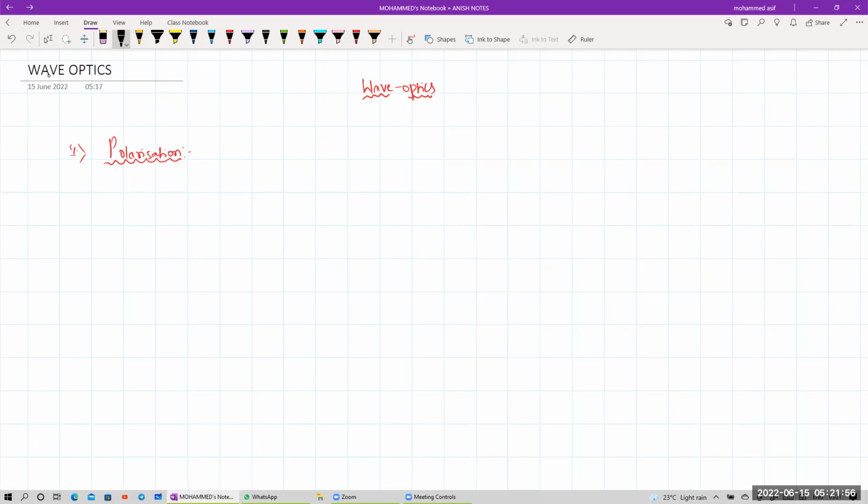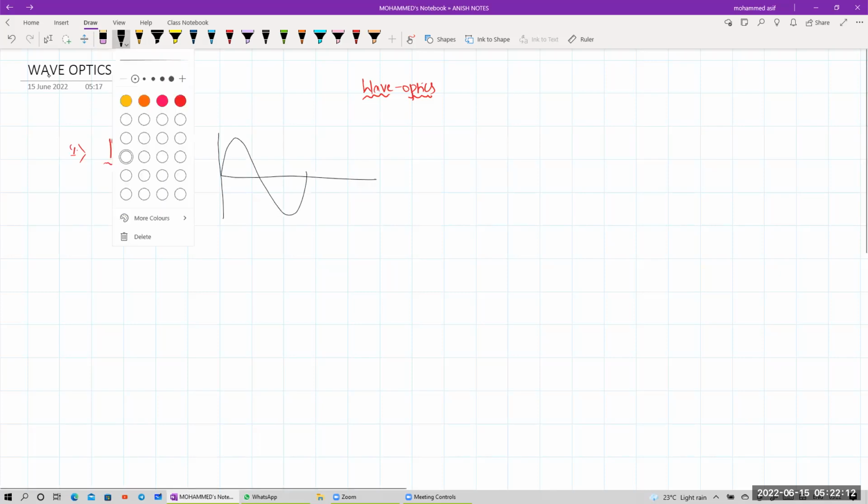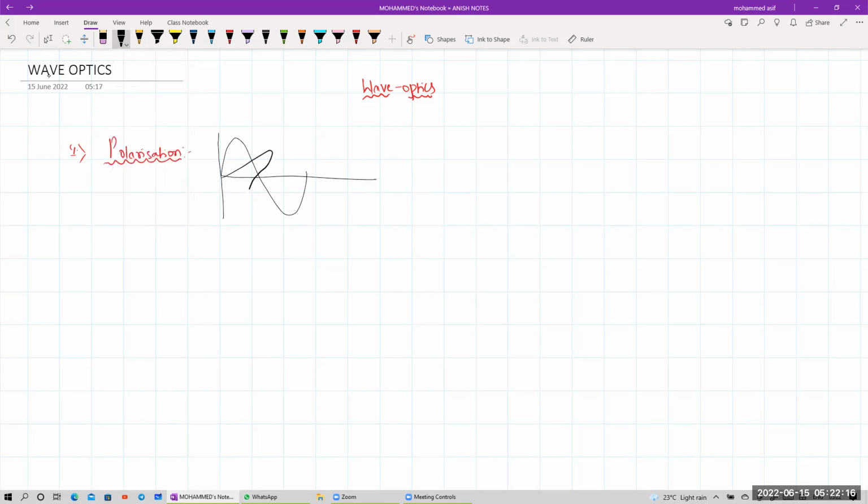Light is a combination of what? Electric and magnetic field vector? Yes, sir. Like say, if I'm taking the light like this, it is a form like this. This is a combination of your electric field vector and magnetic field vector. Electric field vector is more dominant compared to your magnetic field vector.